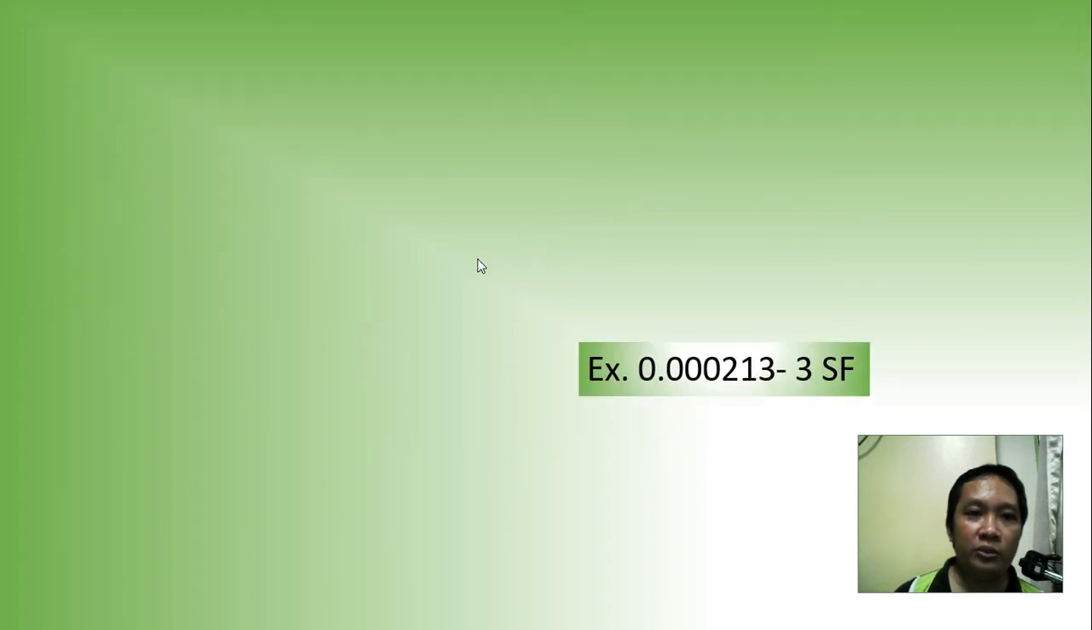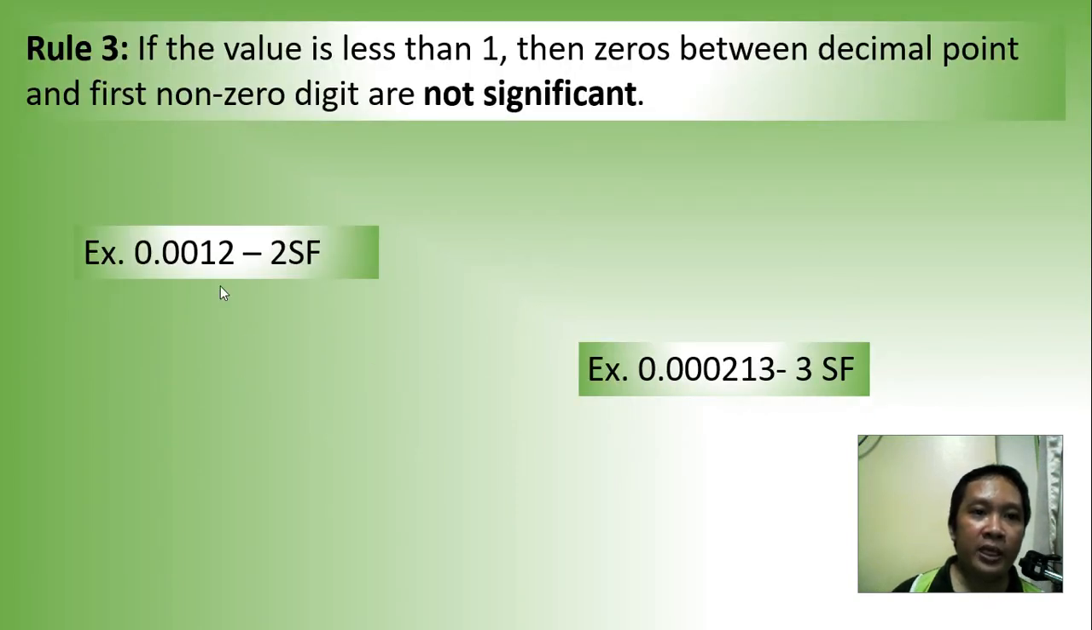Okay, rule number 3. In rule number 3, if the value is less than 1, so of course we're dealing with small numbers, then zeros between the decimal point and the first non-zero digit are not significant. So in this case, this is the decimal point, this is our first non-zero digit, these zeros are not significant. So in this case, there are only 2 significant figures.